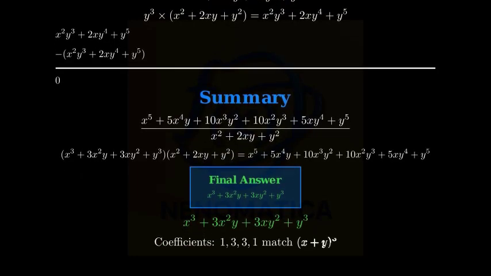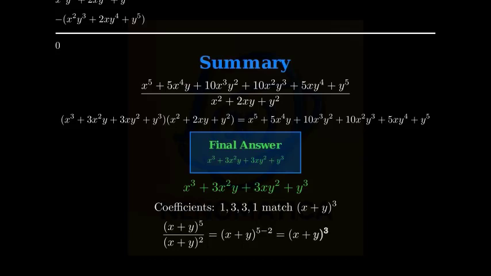Interestingly, if we look at the pattern of coefficients in our answer, 1, 3, 3, 1, we might recognize this as the binomial expansion of x plus y cubed. This makes sense because our dividend was actually x plus y to the fifth power, and our divisor was x plus y squared. When we divide x plus y to the fifth by x plus y squared, we naturally get x plus y cubed.